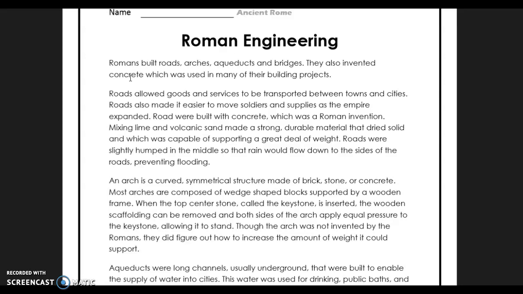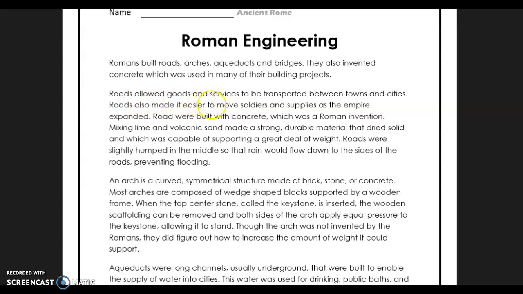Roads allowed goods and services to be transported between towns and cities. So why did they use roads? Obviously to walk on them and also to trade. To take goods and services. Goods are products, like for example vegetables or grains or rice or whatever. To take from village to village so they can sell to each other. Transported, it means carried, to be taken.